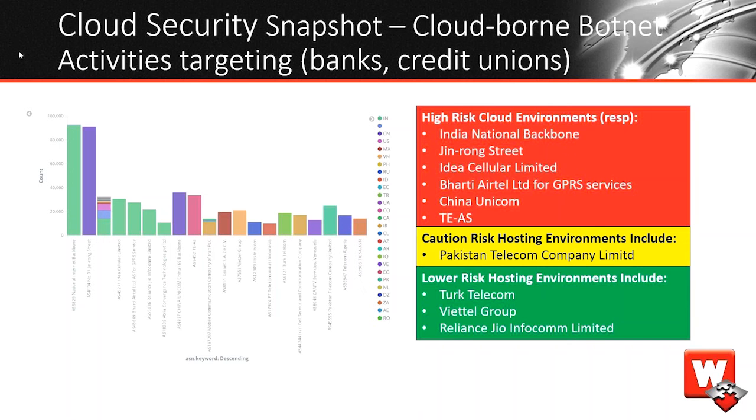And lower risk hosting environments include Turk Telecom, Viettel Group, and Reliance Jio Infocomm Limited. Our usual reporting includes major providers such as Google, Amazon, GoDaddy, but this week our reporting does not include any major US ASNs, but rather ASNs from India, China, Egypt, Pakistan, Turkey, and Iran.